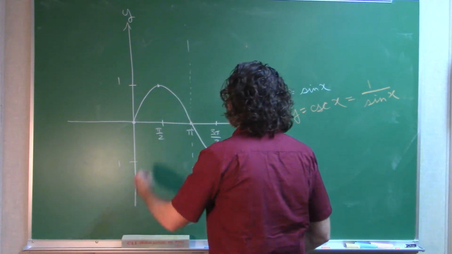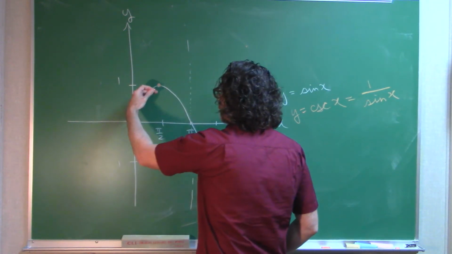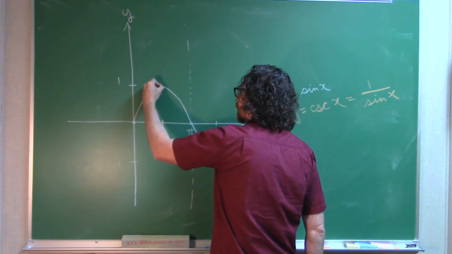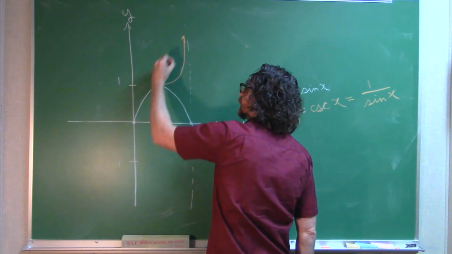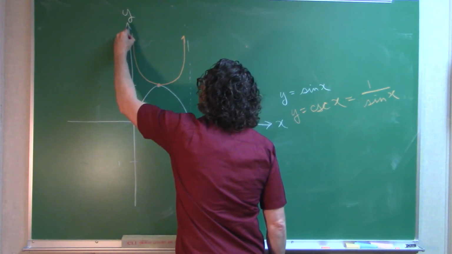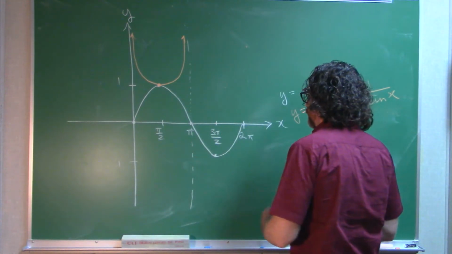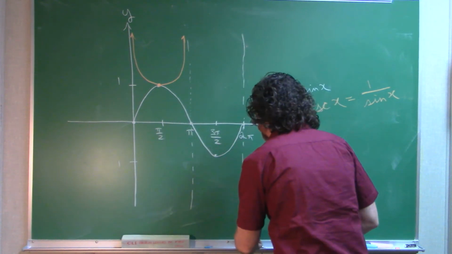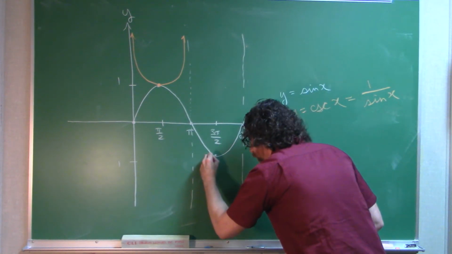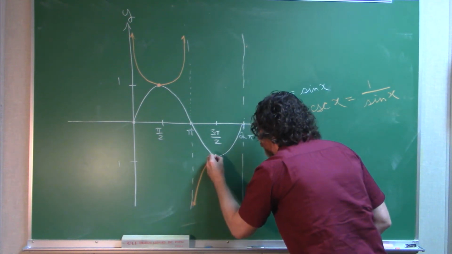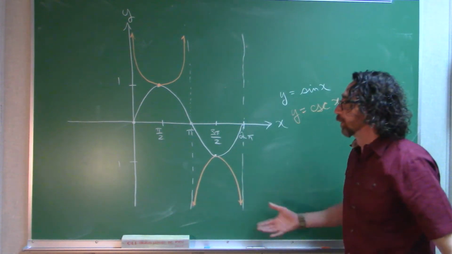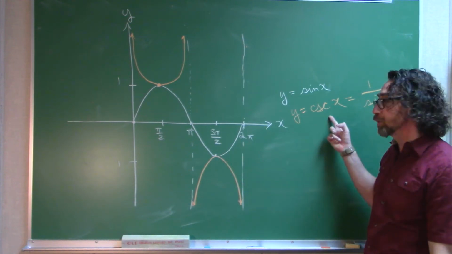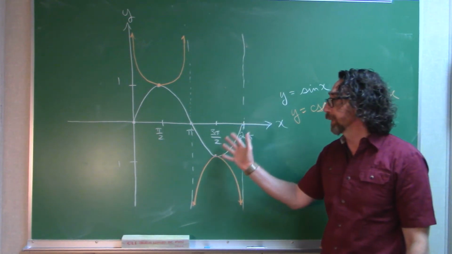And as we discussed before, if you're above the x-axis and you're going towards a vertical asymptote, you balloon up like this. If you are below the x-axis and you go toward an asymptote, you plunge down like that. Okay, so the graph for the cosecant function also has these asymptotes.